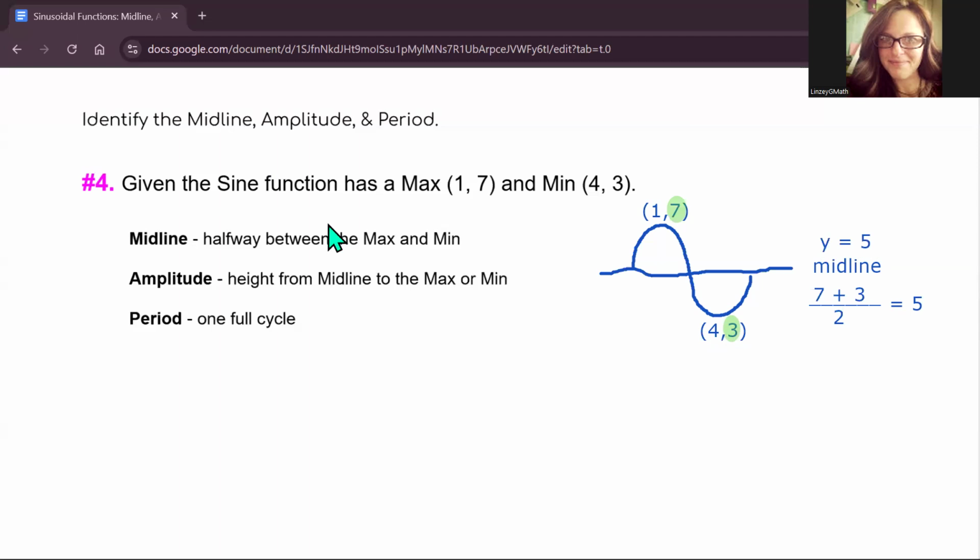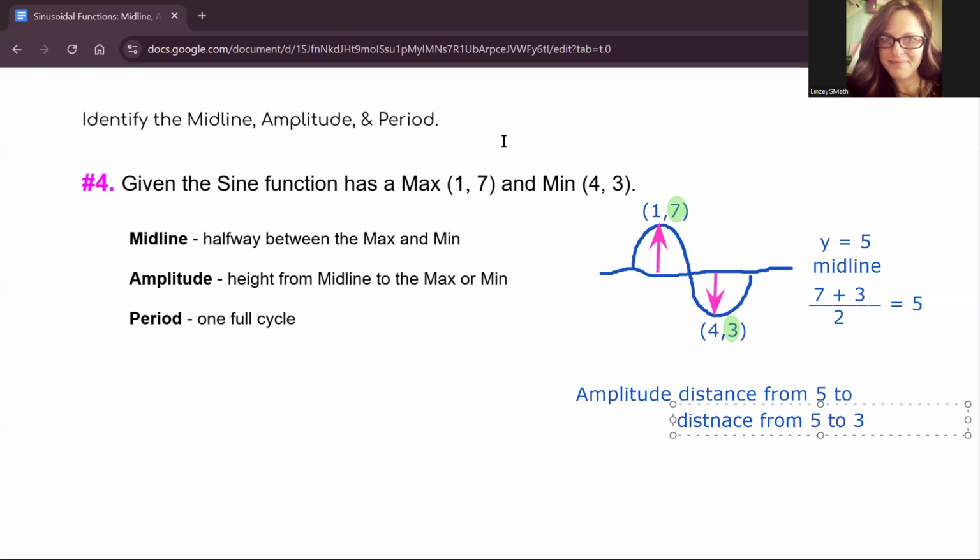And then the amplitude will be the distance from the midline to the maximum, or the midline to the minimum. So our amplitude is the distance from 5 to 7, or the distance from 5 to 3. And we see our amplitude is 2.